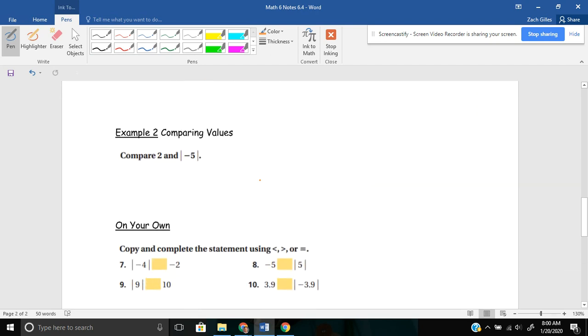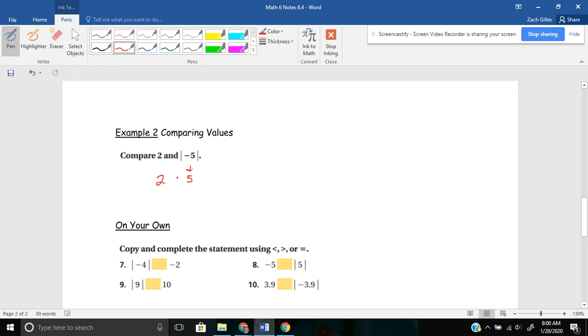All right, in example 2, you have a situation where you'll compare a couple numbers. And what I would recommend that you do first is to actually find the absolute value and then compare your answers. So for our first one here, I'll find the absolute value of -5, which is 5 away from 0. So then I just have to compare 2 and 5.